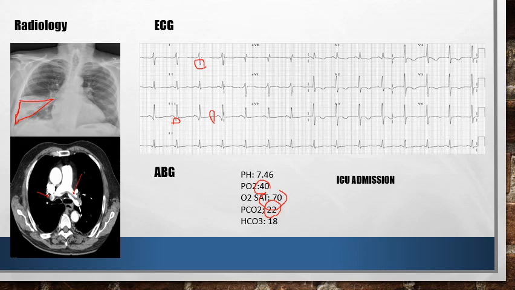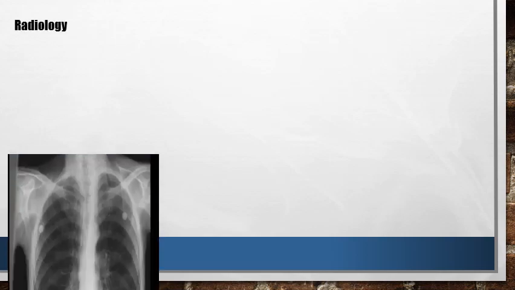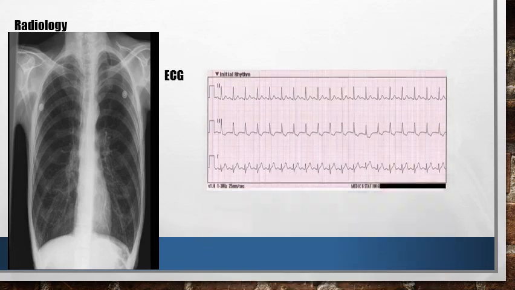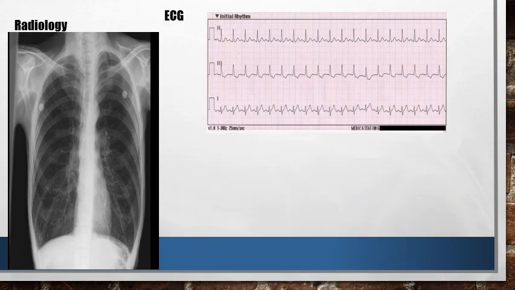So the patient has the same problem like the other patients, but was admitted to the chest ICU. This was the second patient. This is the radiology of the patient. It's more or less free. And this is the ECG of this patient. Just sinus tachycardia. The patient is tachycardic only.